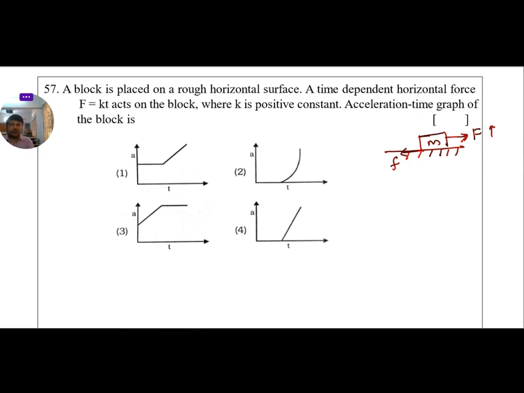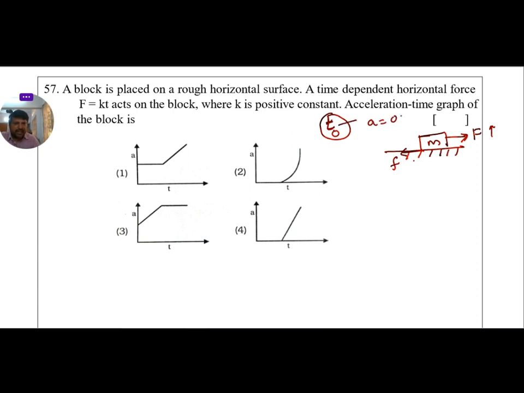If there is no relative motion between the two surfaces, the friction which comes into play is nothing but static friction. Static friction is a self-adjusting friction. As applied force increases, static friction also increases up to some value. The maximum value of static friction is called limiting friction. That means up to certain time, initially time is 0. When time is 0, what happens? There is no relative motion, so acceleration is also 0 up to certain time.